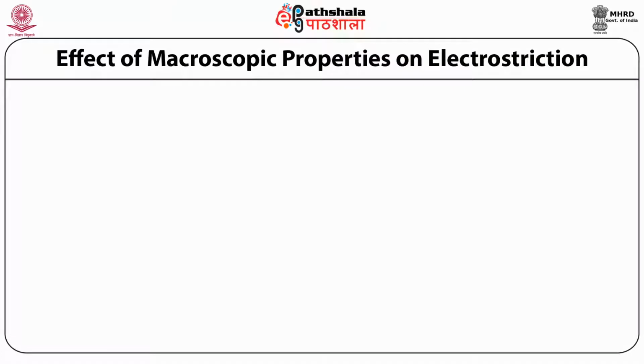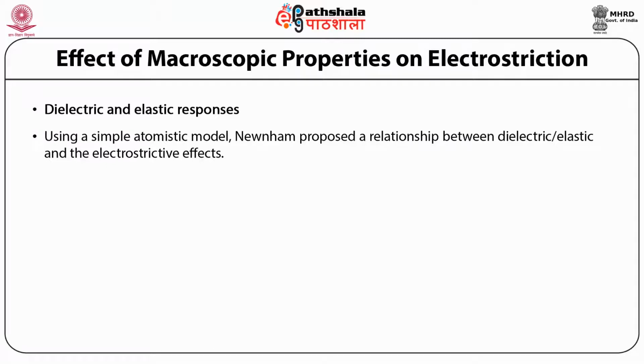The effect of macroscopic properties on electrostriction. While considering the macroscopic properties, we take into account two important properties. First is the dielectric and elastic responses, and second is the thermal expansion. Using a simple atomistic model, Newnham proposed a relationship between the dielectric, elastic, and the electrostriction effect.